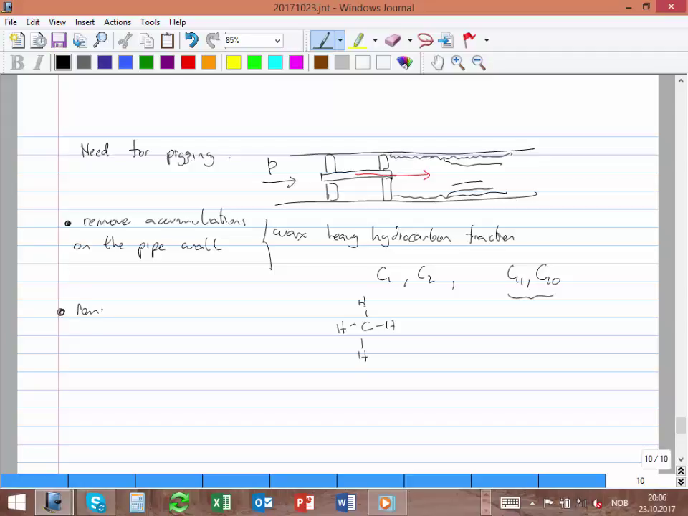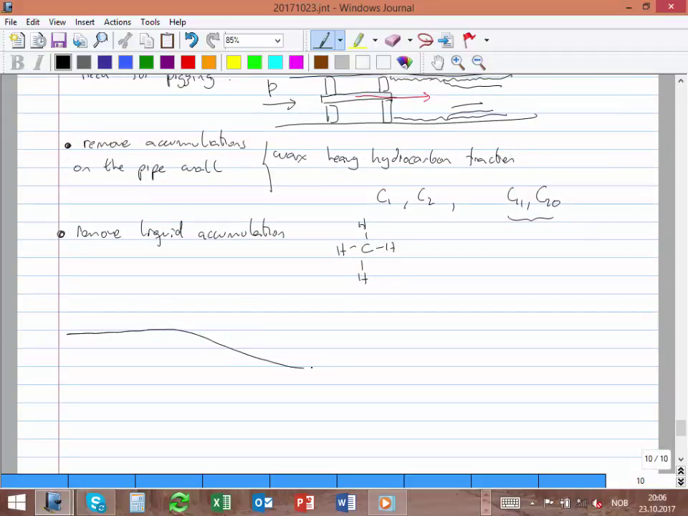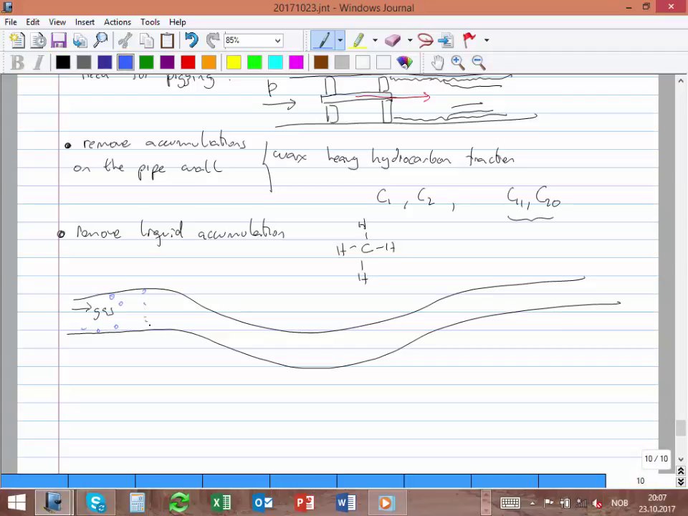Some other options are to remove liquid accumulation, okay? For example, in gas lines, let's assume that you have a gas pipeline, and you have a lower point going up due to just the geometry of the terrain, and you have gas. But this gas is not pure gas. You have some small droplets of some liquid, okay? And with time, this liquid might become accumulated, and it can actually block the pipe. So what you do is you send a pig such that it can flush or actually push that liquid plug away, out of this system.